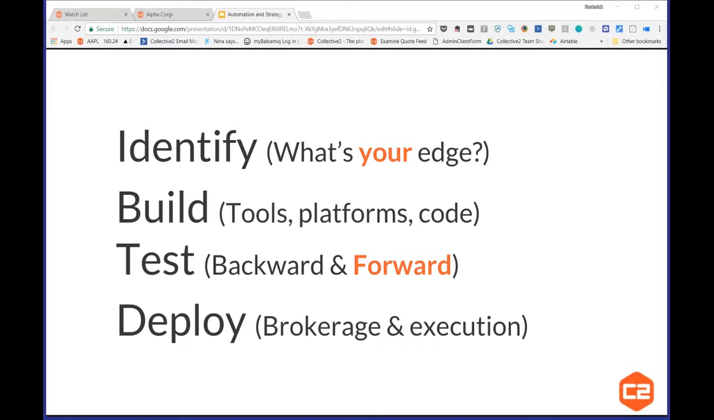So we're going to start with identify. We're going to talk about what is your edge. A lot of people don't know. You have to start there. Then we're going to get into how it can be built, some of the tools, platforms, and then coding. Coding is not always necessary, but there are times in which you may want to consider working with a developer, a programmer, someone who's technical, to be able to turn parts of your idea and your edge into something that can be programmed. How to test both backward and forward, and then of course how to deploy, where you actually put this into reality in terms of brokerage and execution.